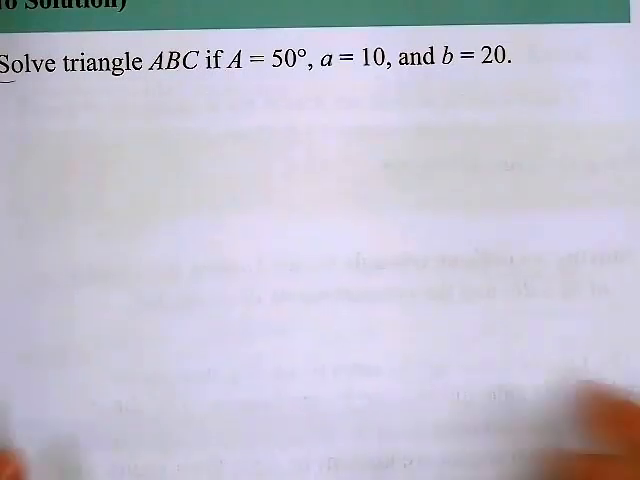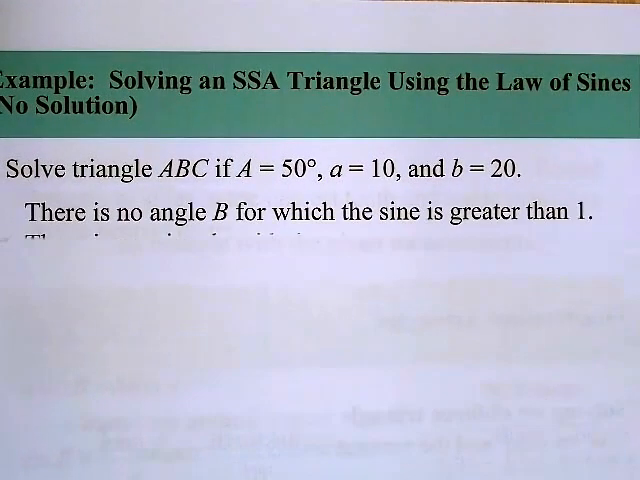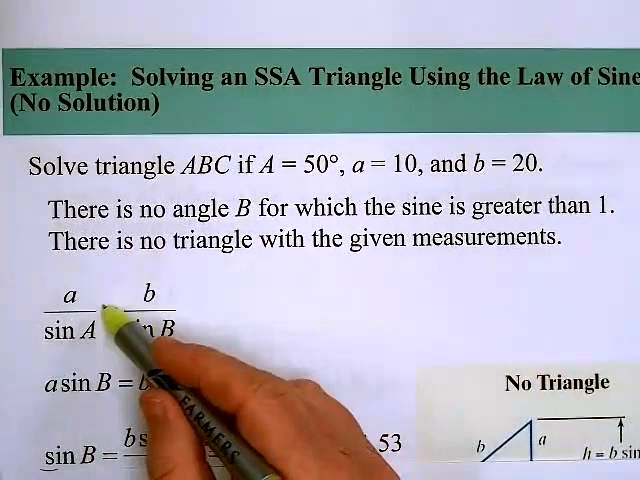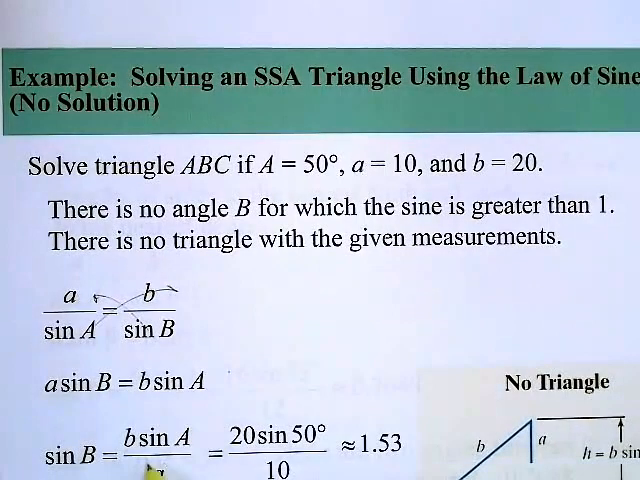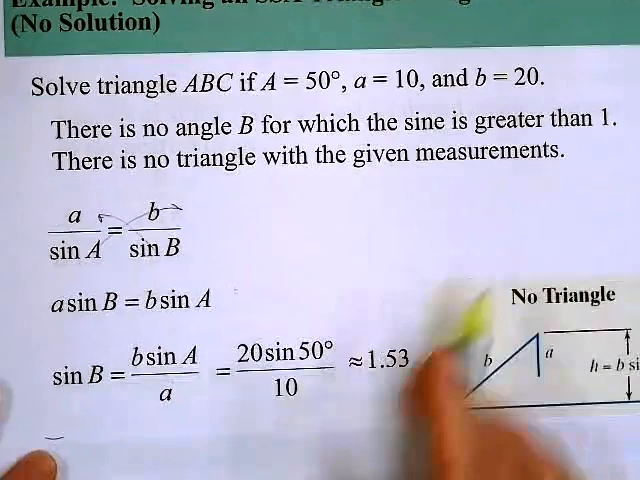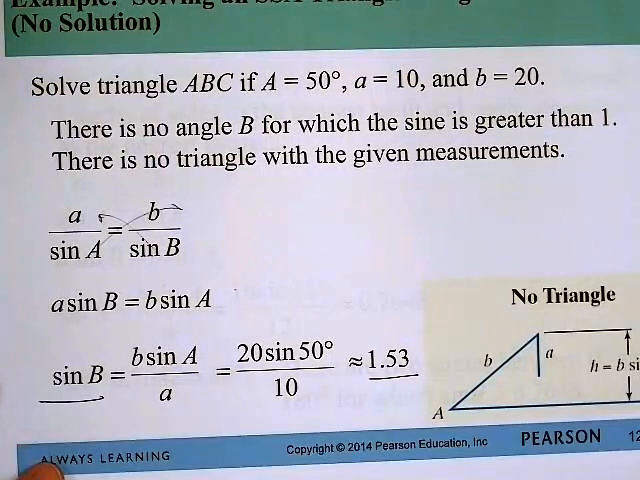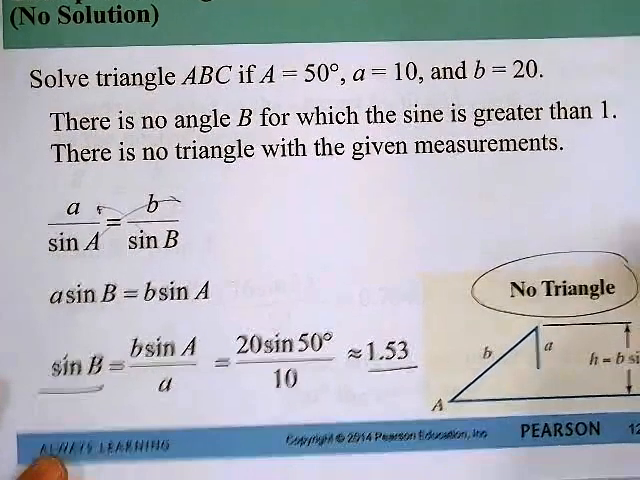It says solve the triangle if A is 50, lowercase a is 10, and b is 20. So we use this law of sines. We plug in a times the sine of B is equal to b times the sine of A. We solve for sine B, and we get sine B equals b times the sine of A over a. Plug your values in. We get 1.53 for the sine of B. Well, there's no way that we can have a sine value greater than 1. So when that happens, we know there is no triangle.